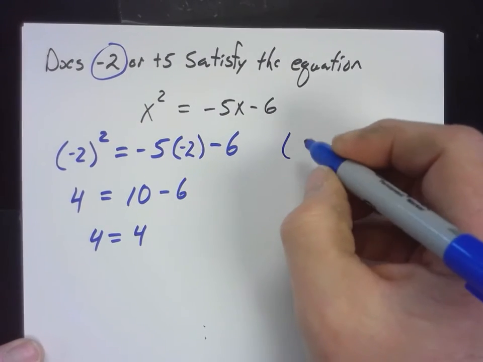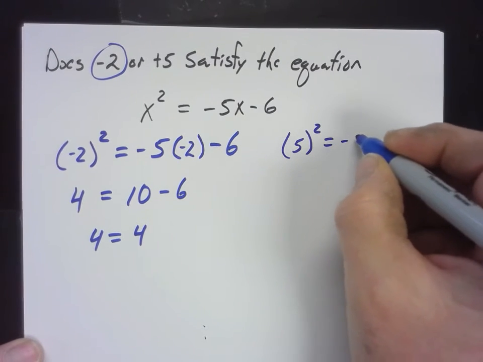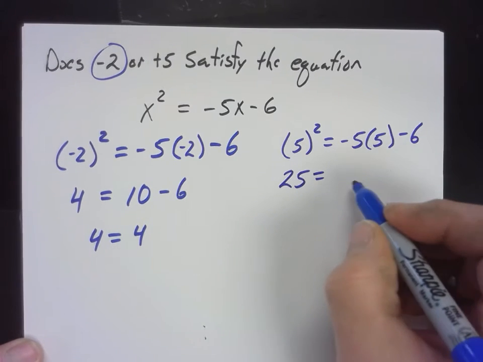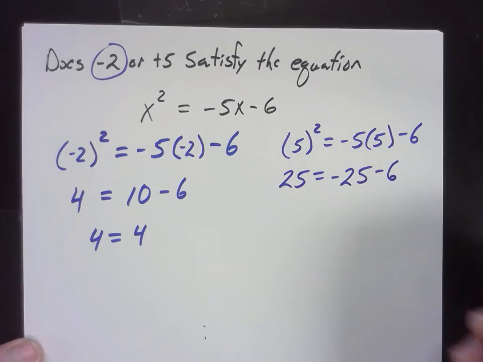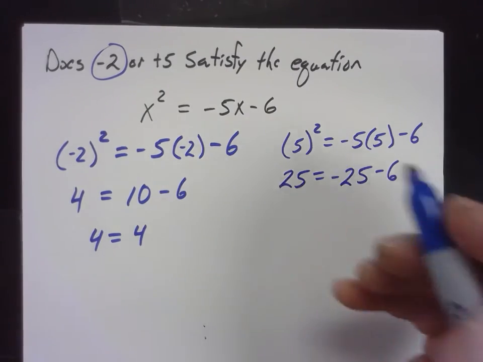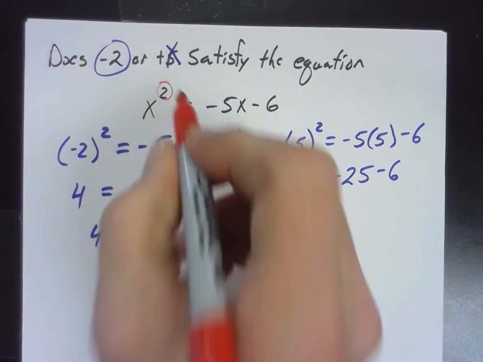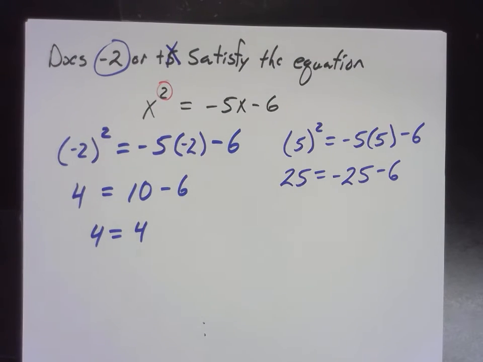So if we plug in the 5, does 25 equal -25 subtract 6? No. Okay, so that one doesn't work. Now I will tell you though, usually when you have x squared in the equation, there are 2 values that will work. There might only be one, there might be none, there might be infinitely many, anything might work, but generally there are 2 different numbers that will work, okay?